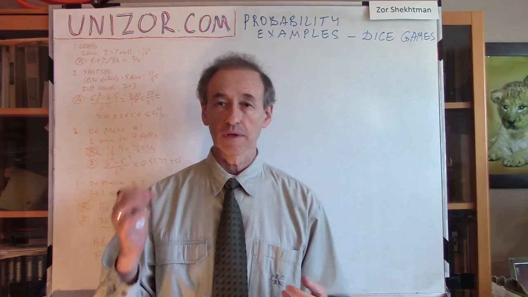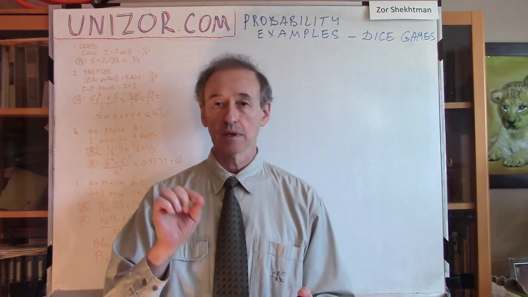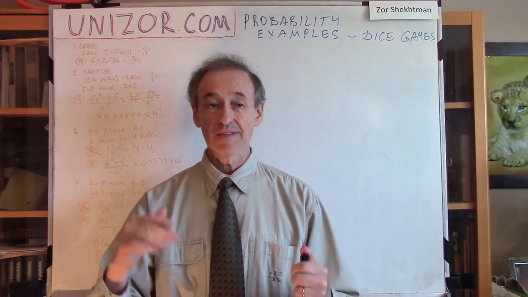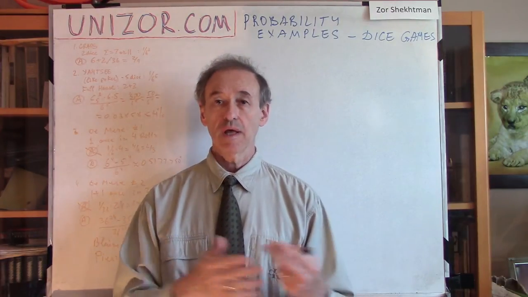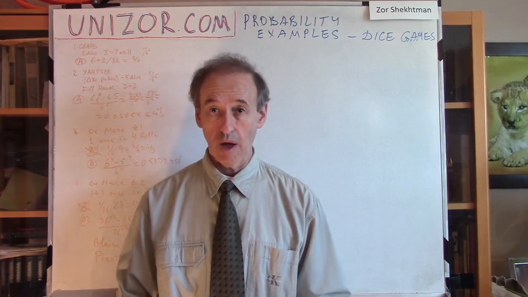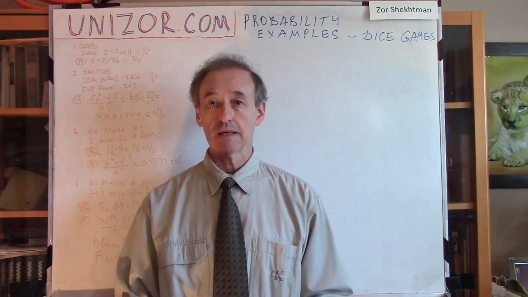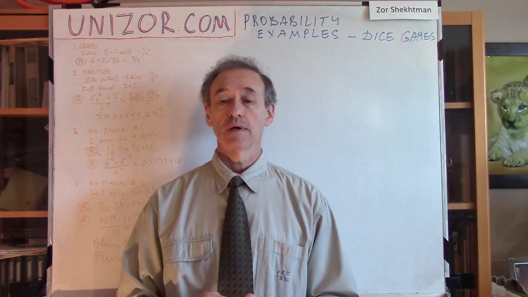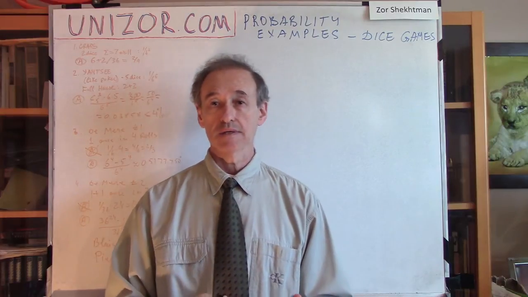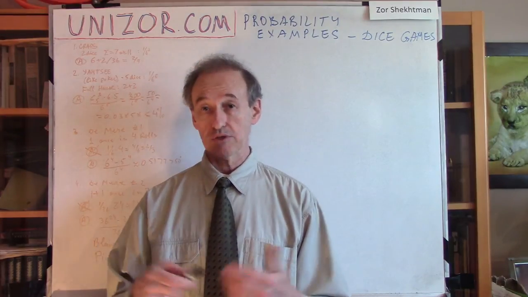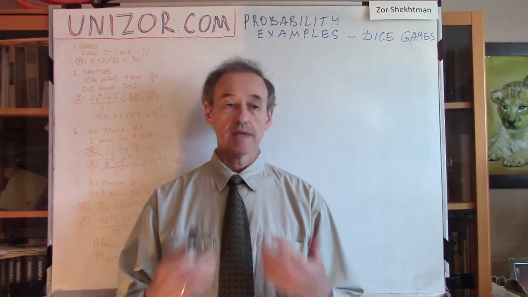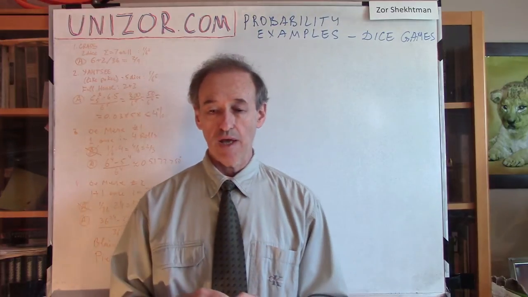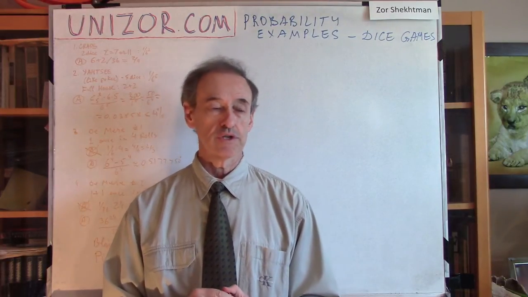Like if you are rolling the dice, then every result, like one on the top, two on the top, three, four, five, or six, they are equivalent and symmetrical and they all have equal chances to occur. And that's why we assign equal probabilities to these events, and each one of them has the probability of one divided by the total number of these events, right? That's the very important part, and a couple of examples would illustrate how important it is.